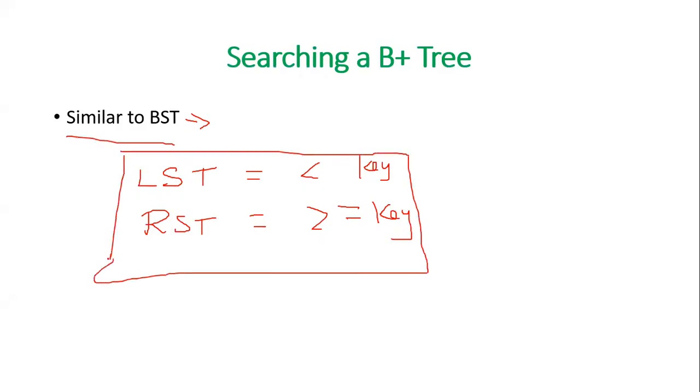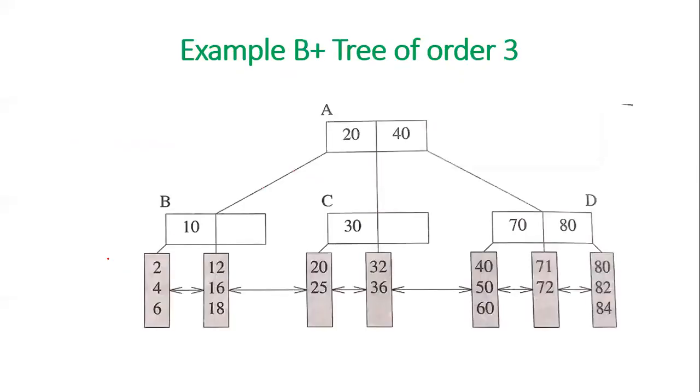With that knowledge, let us see how to search some element. Let us say that we want to search 80 from this B plus tree. Start with the root node. 80 is greater than 20. 80 is greater than 40. So 80 is greater than or equal to 40. If it is greater than or equal to 40, you have to take this path. So take this path here.